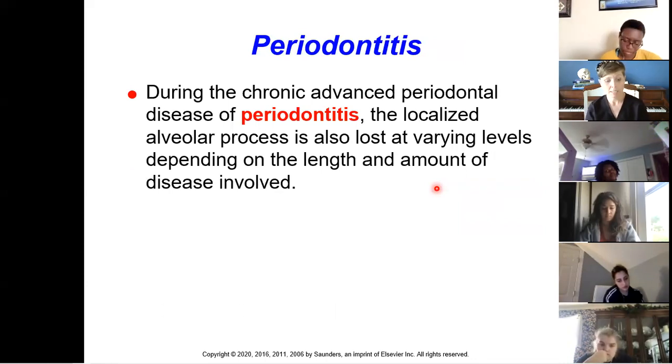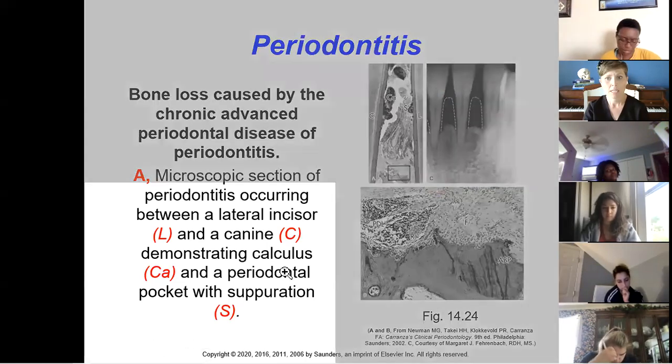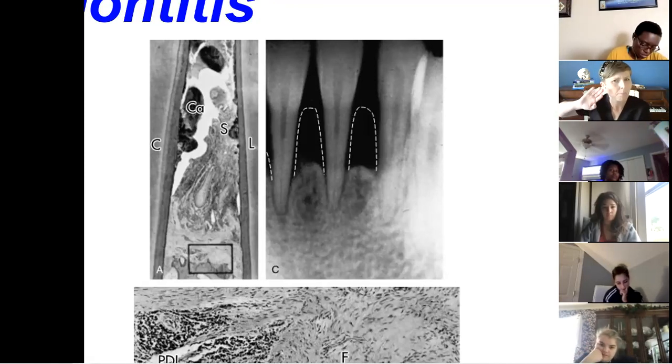All right, periodontitis. This is another problem that can occur. During chronic advanced periodontal disease, or periodontitis, the localized alveolar bone is lost at varying levels depending on the length and the amount of the disease involved. You can see in this image here, this is where the alveolar crest should be, right? And this is where the bone level is. Again, this is really cool, but you won't get to see it until like the end of 200 level, 300 level in class, okay?